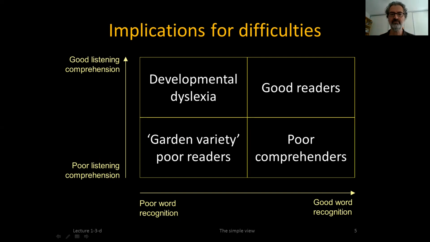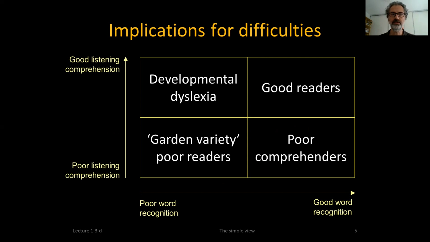So if someone has both good word recognition and good listening comprehension, then they're going to be good readers. Someone who has good word recognition but poor listening comprehension will be a poor comprehender. This means that they will be able to read out aloud what they're looking at, but they will not be able to understand it very well, commensurate with their low oral language comprehension skill.